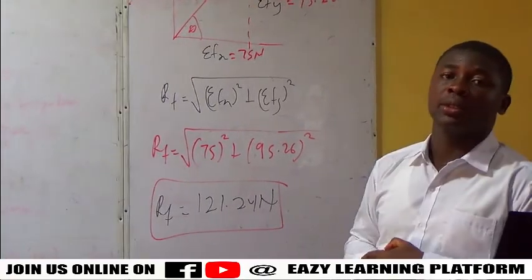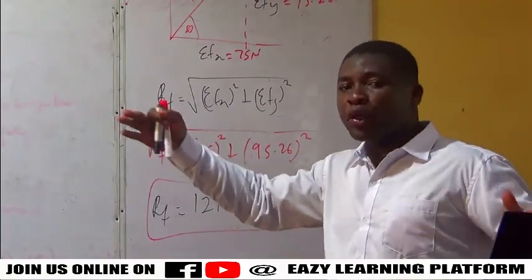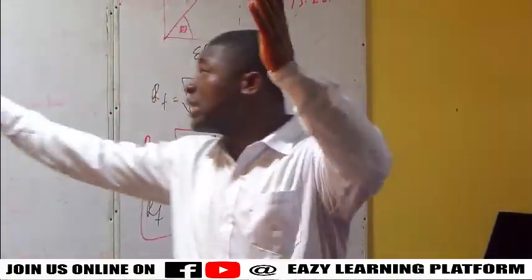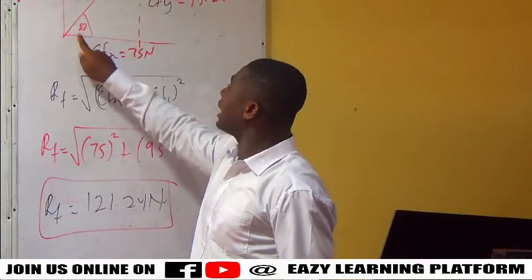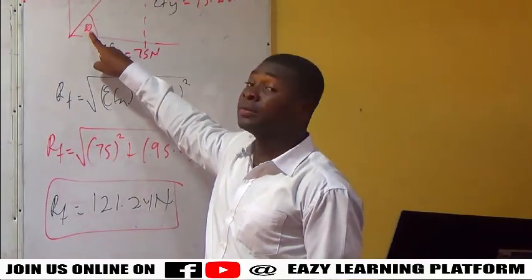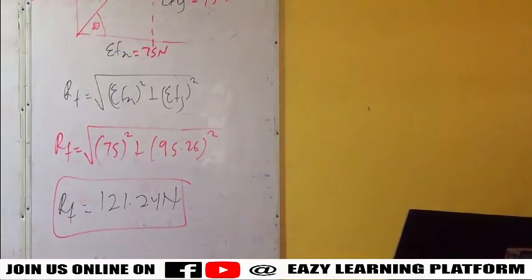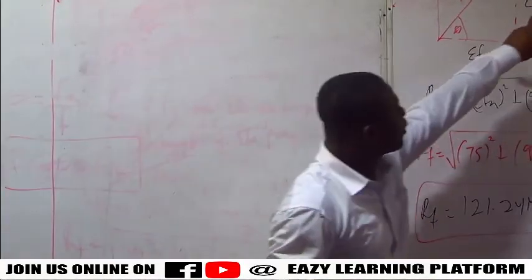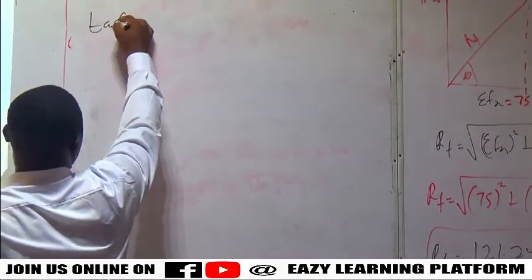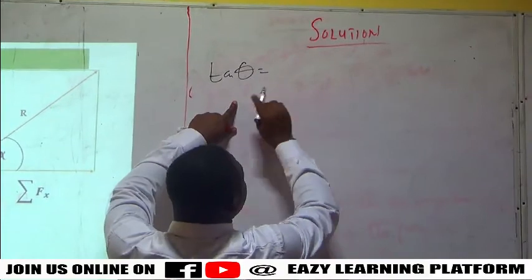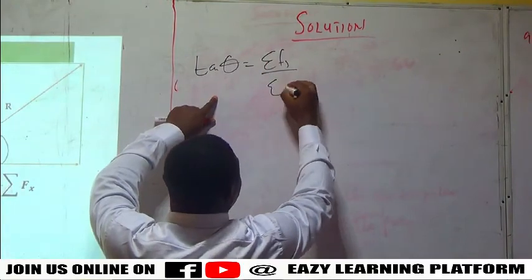Now, assuming in the problem they ask you to find the direction of the resultant force, how would you find the direction of the resultant force? Using the same problem, how do you find the direction of the resultant force? Now, this angle theta will give us the direction of the resultant force. If you want to find theta, this is opposite and this is adjacent. So we're going to use tan. So tan theta will be equal to what? Opposite over adjacent. That is sigma Fy over sigma Fx.